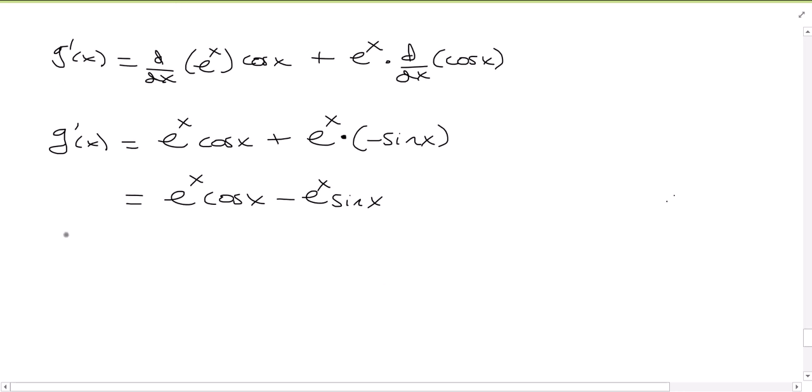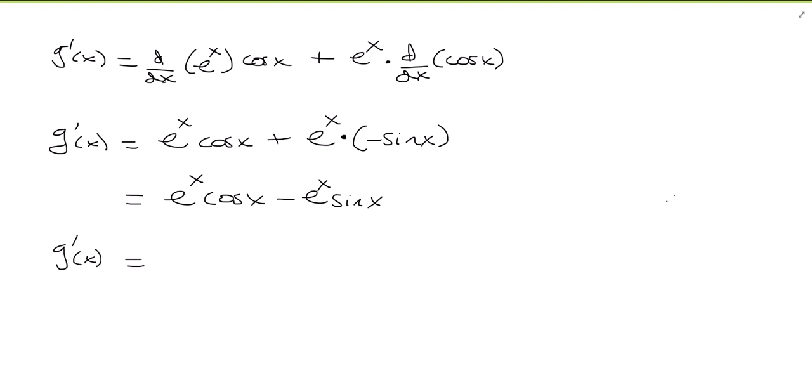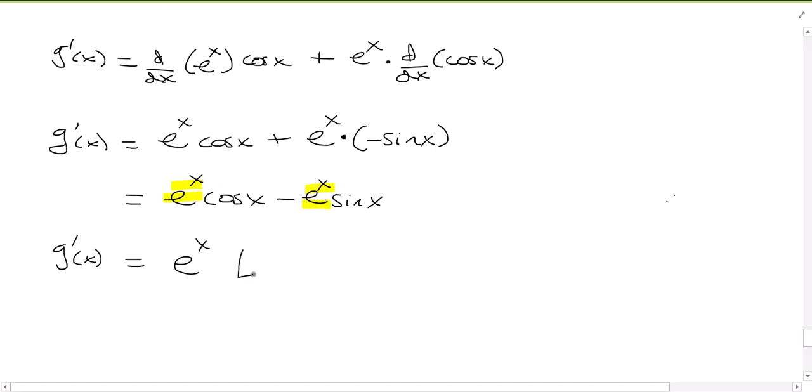And can we simplify? Yes, we can take out the e to the x, that appears to be a common term in both of those terms. So e to the x, and take it out. So I'm left with cosine x minus sine x. So then this is the first derivative.